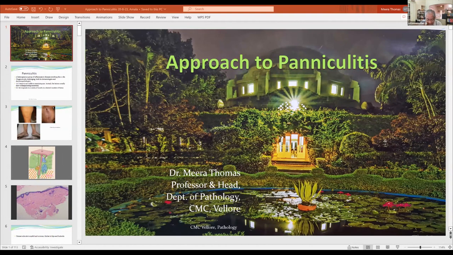So she is talking about panniculitis, which is very confusing. I'm sure Dr. Meera's topic and presentation will give a good idea about panniculitis, and when you come across panniculitis, how to go about. So we welcome Dr. Meera Rajan Panniculitis for her presentation. Over to you, Dr. Meera.